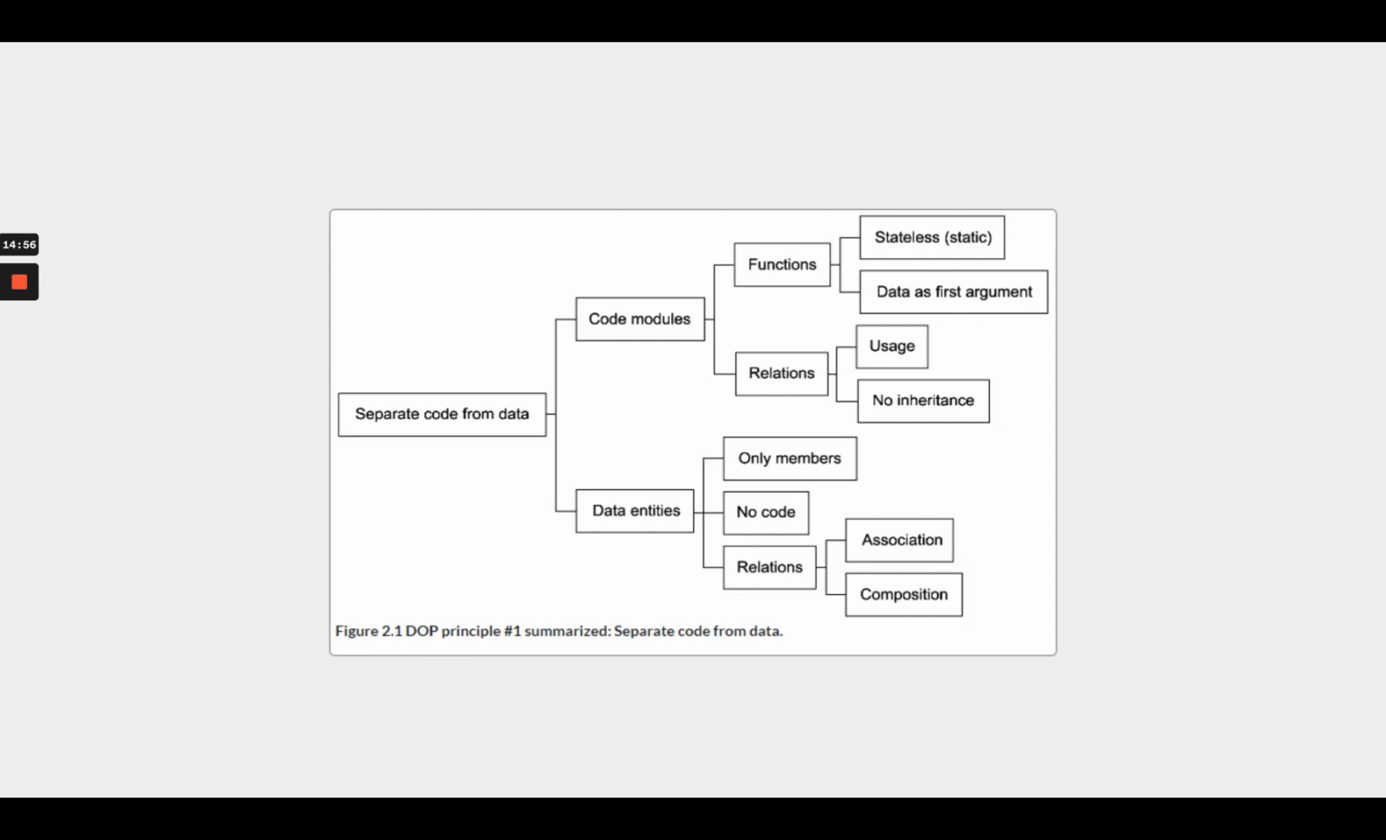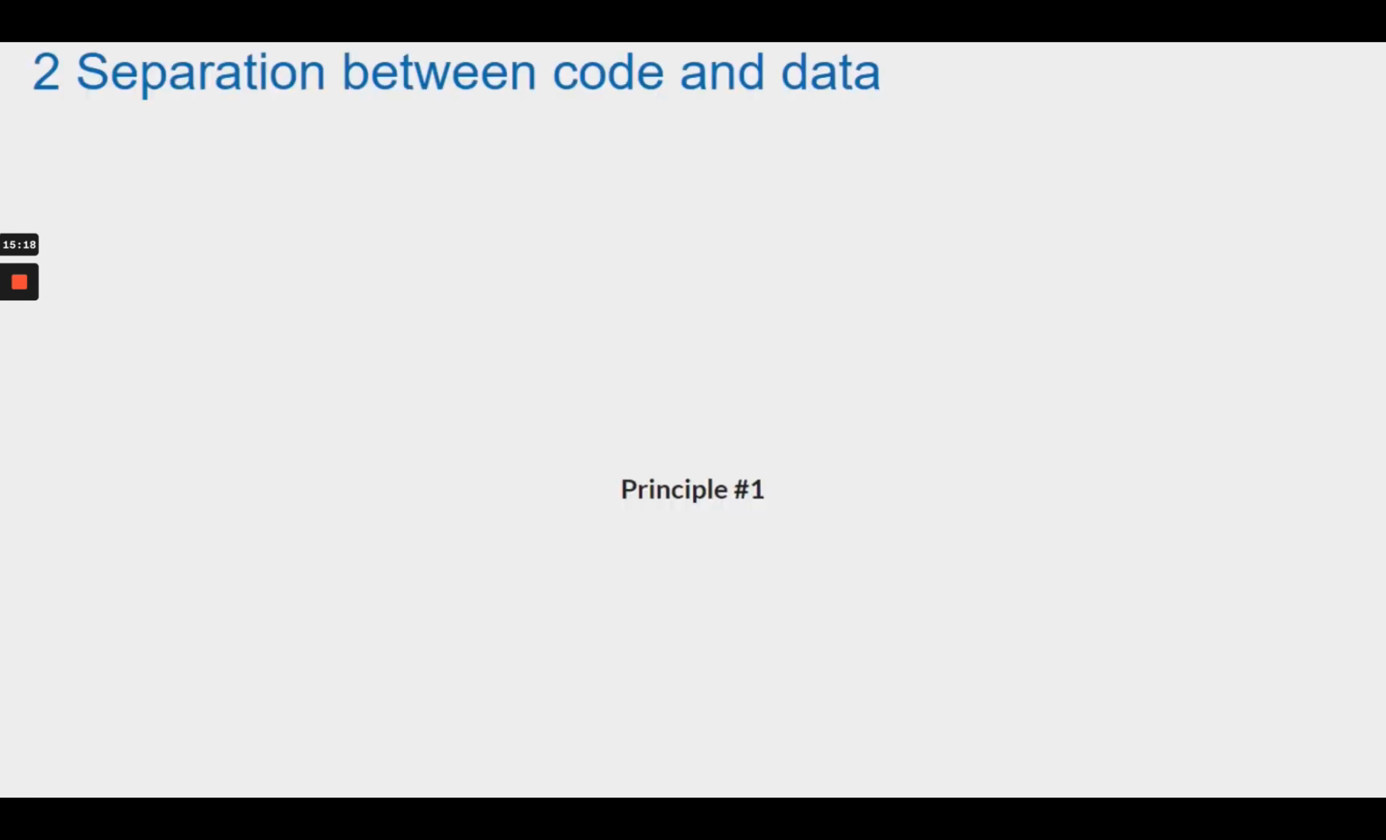The first insight of DOP is that we can decrease the complexity of our systems by separating code from data. Indeed, when code is separated from data, our systems are made of two main pieces that can be thought about separately: data entities and code modules. This chapter is a deep dive in the first principle of DOP, summarized in Figure 2.1.